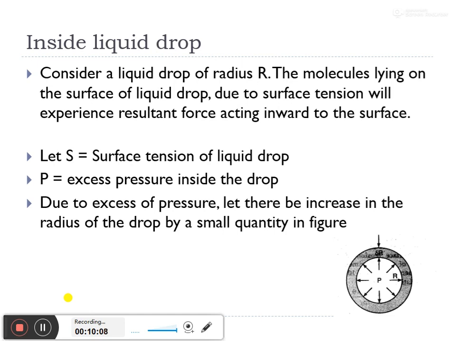First we have to derive the excess pressure inside a liquid drop. We consider a liquid drop of radius capital R, and let capital S be the surface tension of the liquid drop. In your textbook, T is used for the surface tension of the liquid drop, so there is a small change. Capital P is the excess pressure inside the drop, and due to this excess pressure there will be an increase in the radius of the drop by a small amount, which can be expressed as delta R.